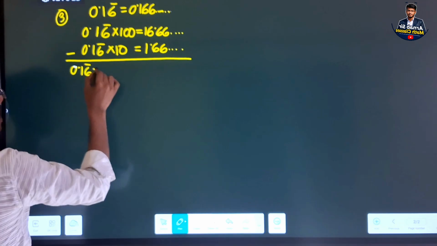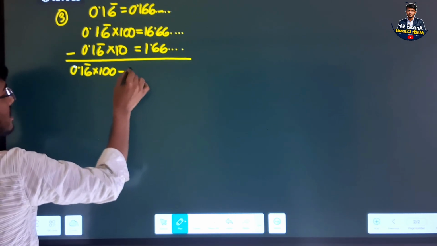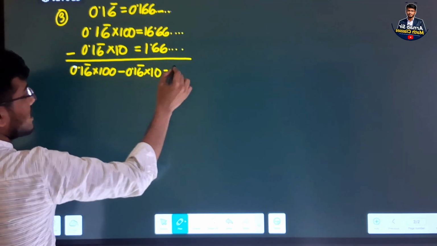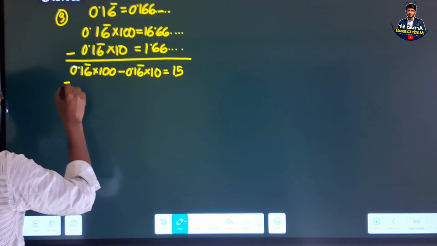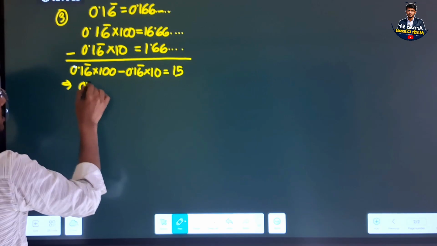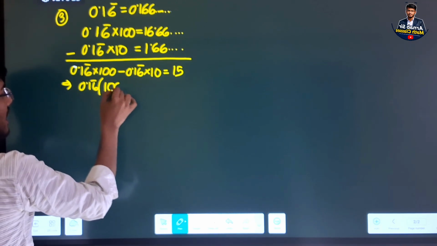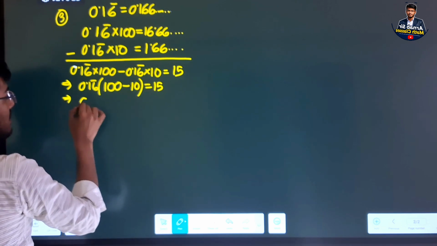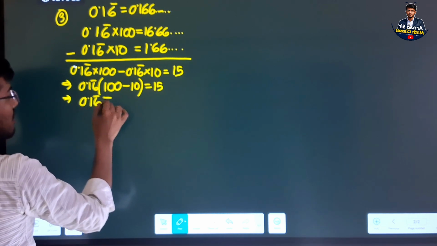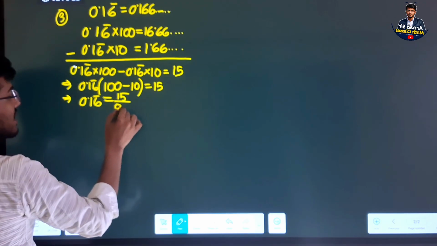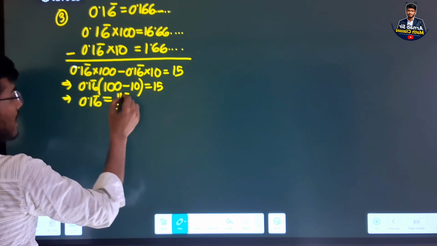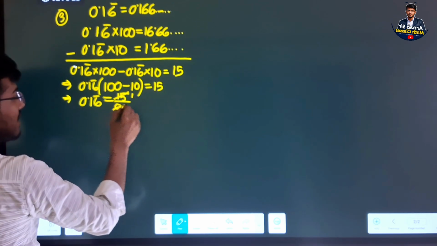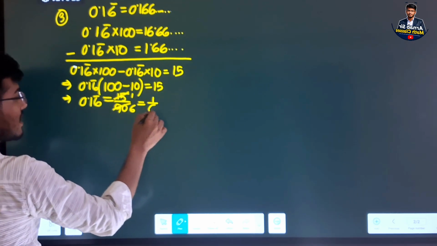0.16 bar multiplied by 100 minus 0.16 bar multiplied by 10. So what is the answer? It is 15. Clear? Next, if I take the common 0.16 bar, 100 minus 10, that means it is 15. So that means 0.16 bar equals 15 by how much? It is 90. Cut the number by 15, 15 1 15, it is 6. That means the answer is 1 by 6.